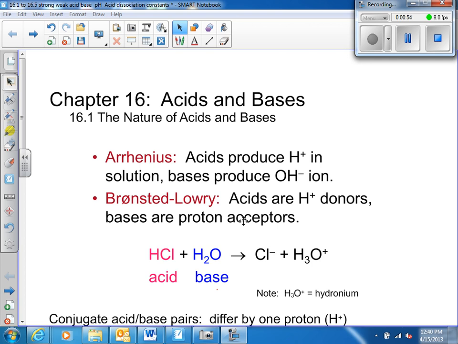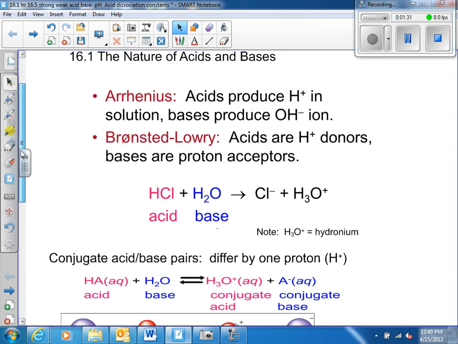Bases accept protons. So here's an acid. Here's a base. The base is going to accept this H+ from the acid, and the acid is going to donate this H+ to the base. And we get H3O+ because the HCl donated the proton to the water. And Cl- is left over because HCl donated its proton. So here we accepted the proton. Did I say donate? The base accepts the proton to become H3O+. The acid donates the proton to become Cl-.